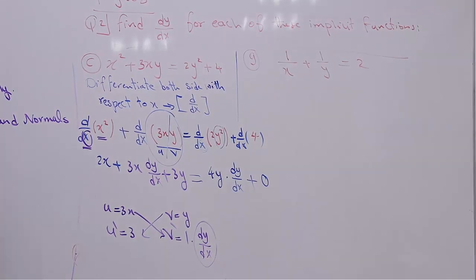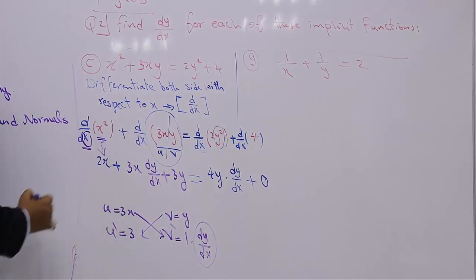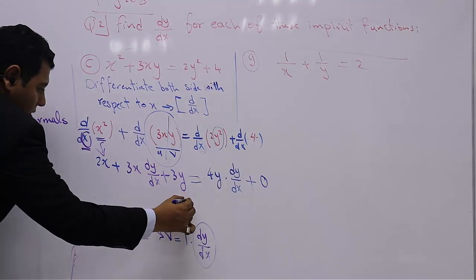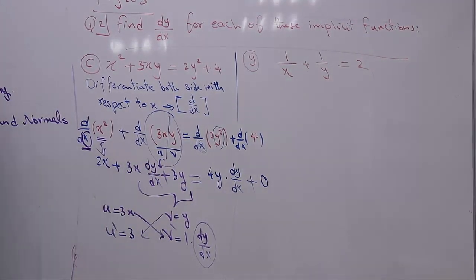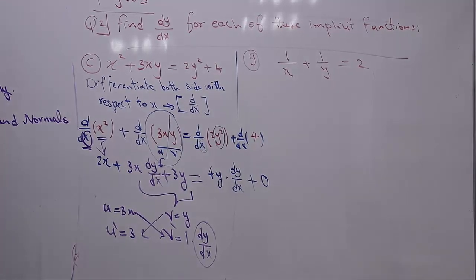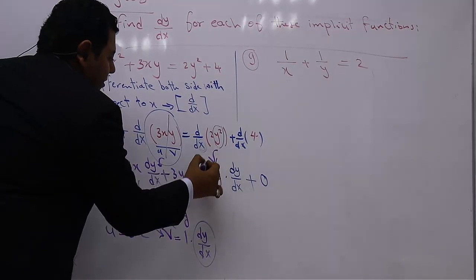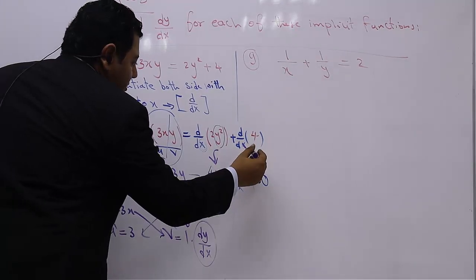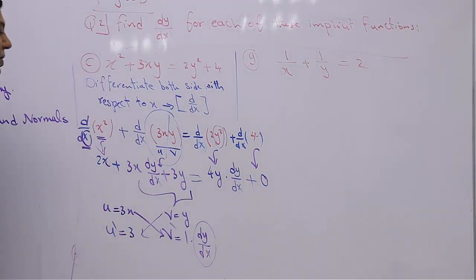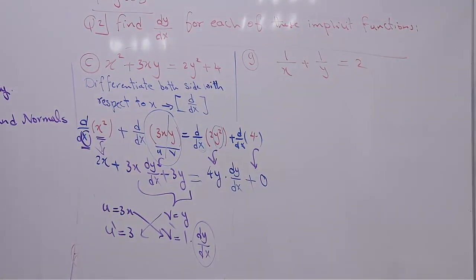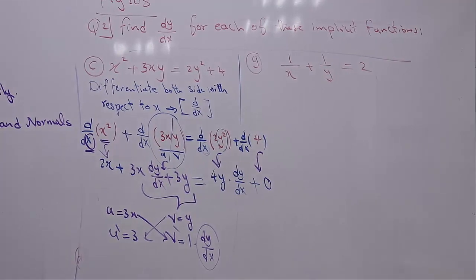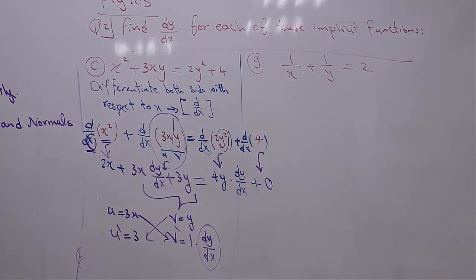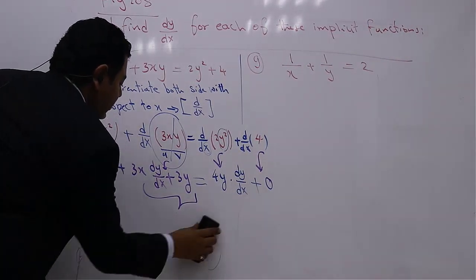So back to this again. That is the derivative of the first term. All of this represents the derivative of the second term, and this represents the derivative of the first term on the other side, and the derivative of any number is equal to 0. So we need now to find dy over dx. What is the second step to find dy over dx?